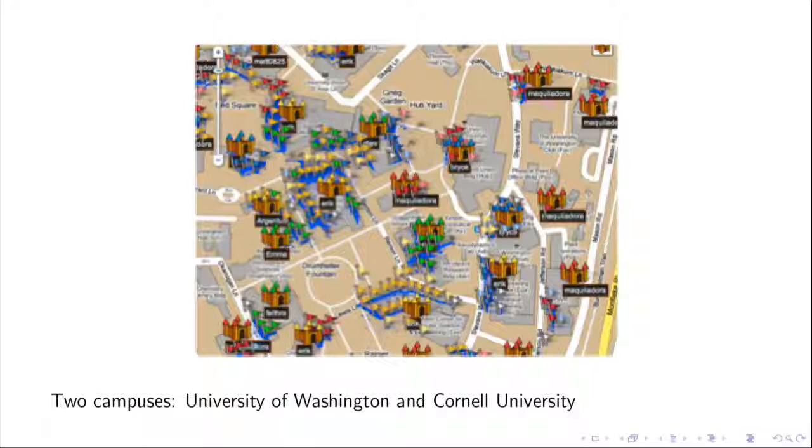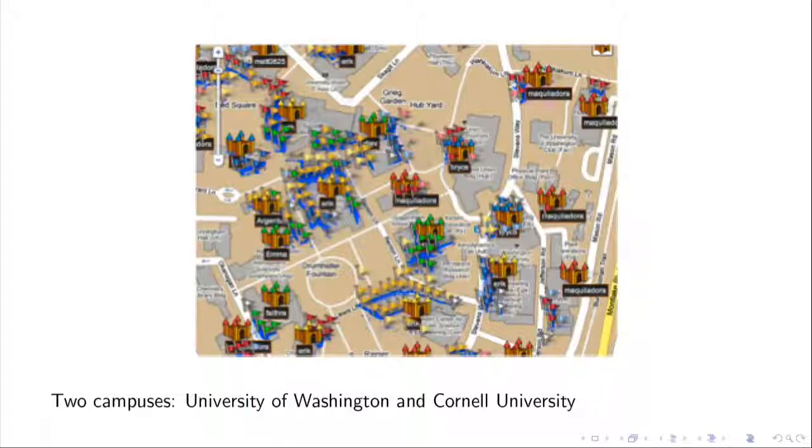So if you want to create a 3D reconstruction, you need to have some way of getting people to take pictures of other parts of the building. And so what they did is they started this project called PhotoCity, where they tried to reconstruct buildings on the campuses of the University of Washington and Cornell.